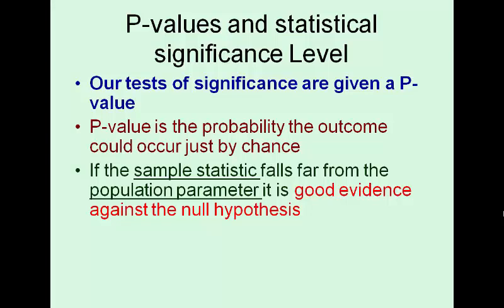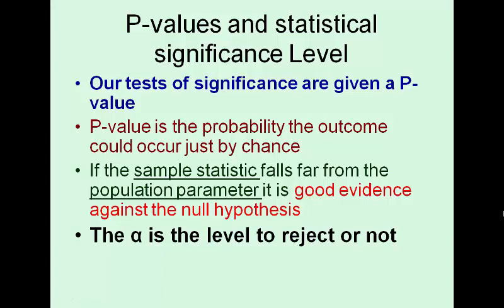Somebody picked it, but you know what? Our sample is way out there. Is there good evidence against the hypothesis? The alpha is the level to reject or not. So if we say that anything beyond 5% or 1%, whatever level you pick, I'm going to reject, and you get something less than that, then you reject it. If not, you fail to reject it.